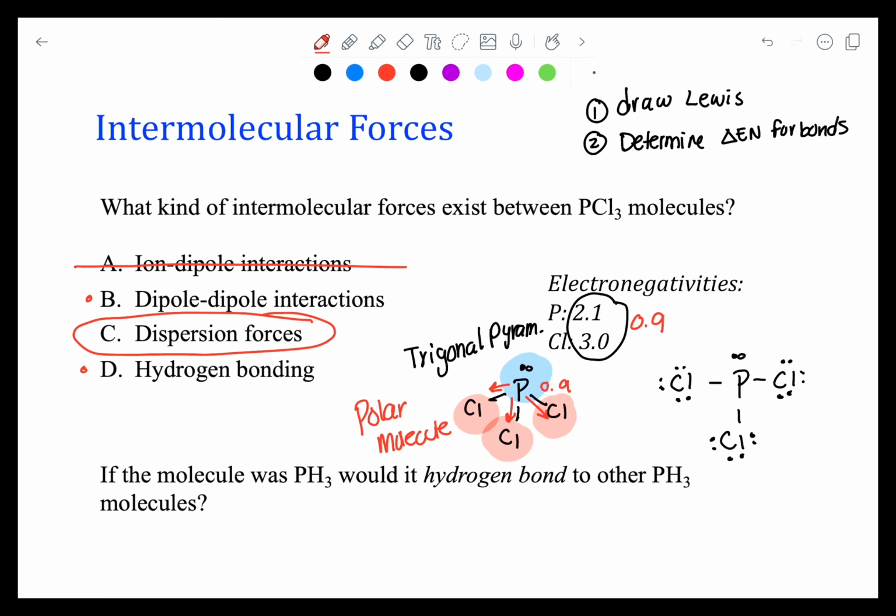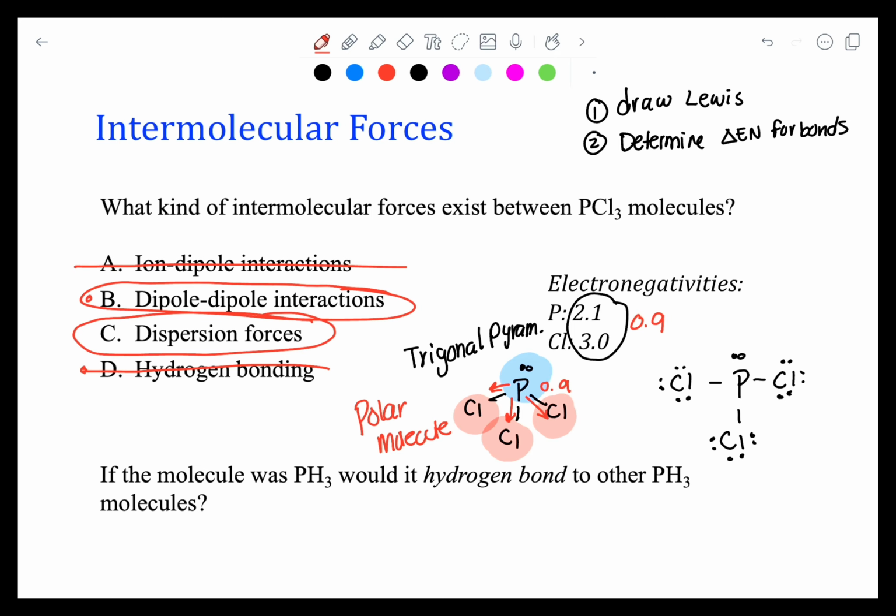So now we have to determine, is there hydrogen bonding? Well, there's no hydrogen in the molecule. There are only chlorines. So goodbye, hydrogen bonding. This is just a typical dipole-dipole interaction because it's a polar molecule.